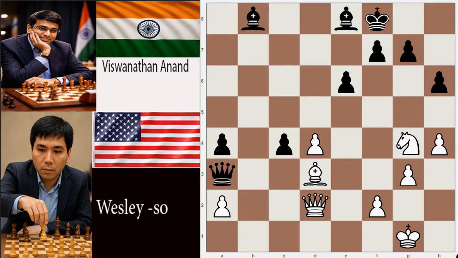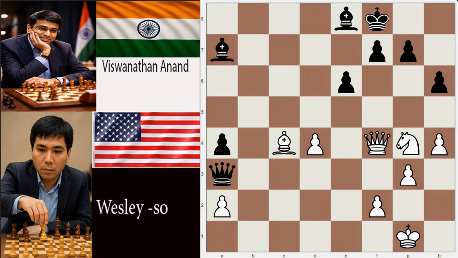Anand captures on c4 with the d-pawn, removing the advanced pawn and simplifying the central structure. Wesley's bishop captures on c4, restoring material and placing the bishop on a powerful active diagonal. Anand retreats the bishop to a7, preserving the piece while keeping defensive control over important squares.